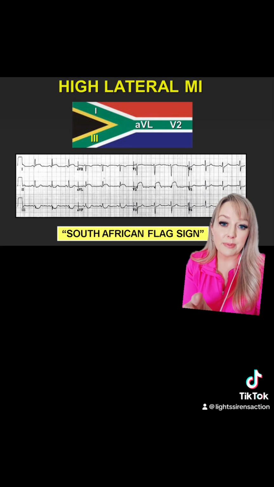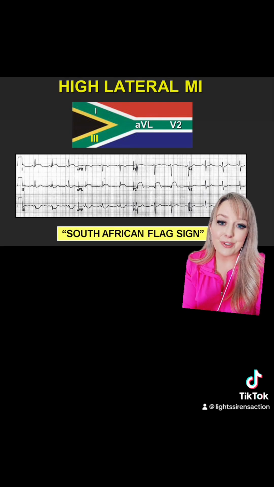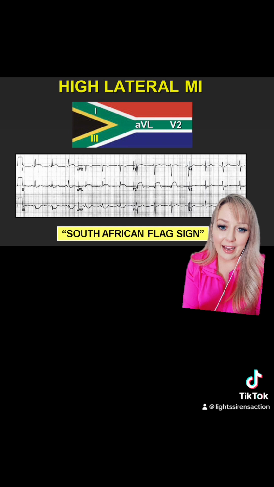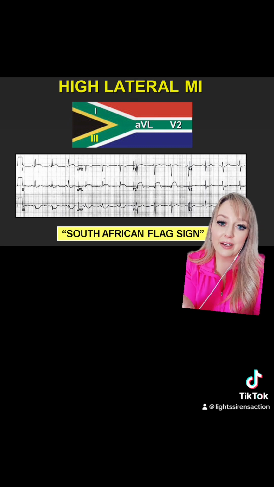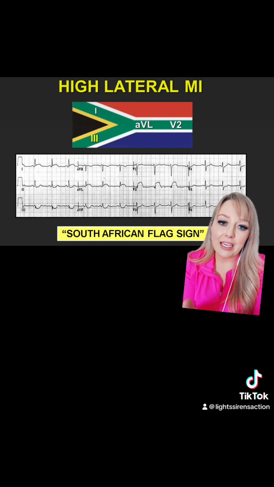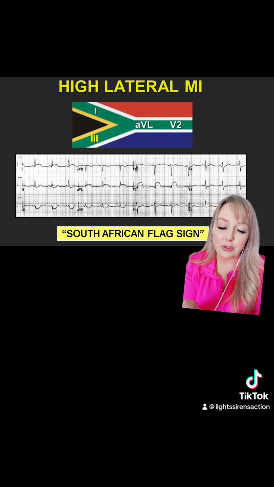Something unique about this specific type of MI is what they refer to as a South African flag sign. If you see a South African flag sign present, it is most likely a high lateral MI, and it's just referring to the ST elevation that is present in lead aVL, 1, and V2, and there is the ST, or reciprocal, depression in lead 3. Now, like I said, there will most likely be reciprocal depression in your inferior leads, but specifically in lead 3, you're going to see the reciprocal depression.